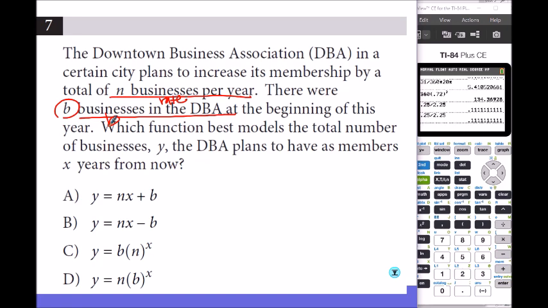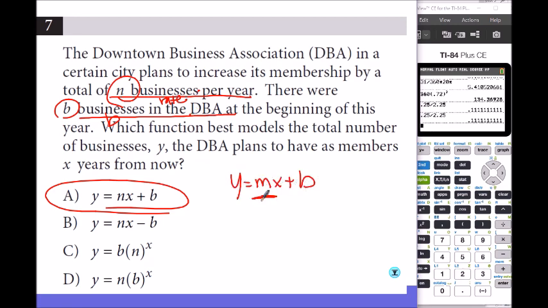Which of the following best models the total number of businesses, Y, the DBA plans to have as members X years from now? So it is the slope N times X plus B, which has to be A. It's a linear function. It gave you a rate of change and y-intercept. There are so many questions involving y equals mx plus b. Make sure you understand m is the rate of change, b is the initial value, the y-intercept you start with. Okay?